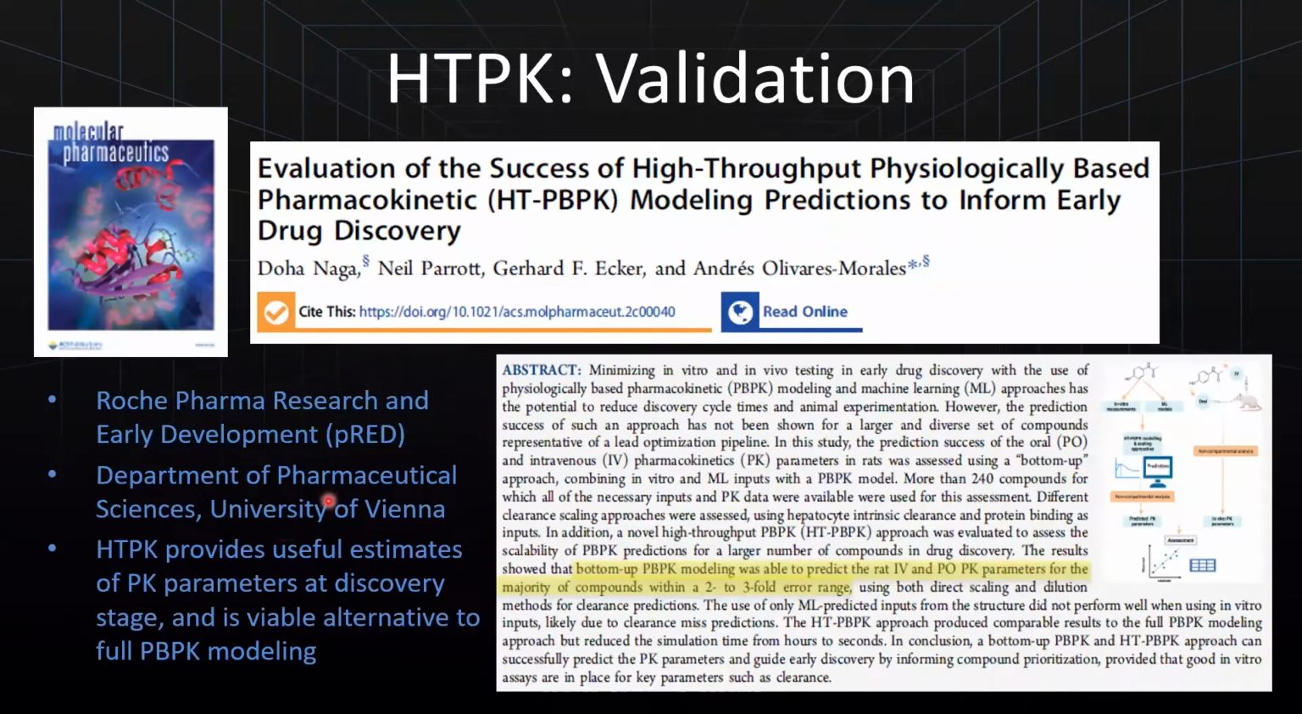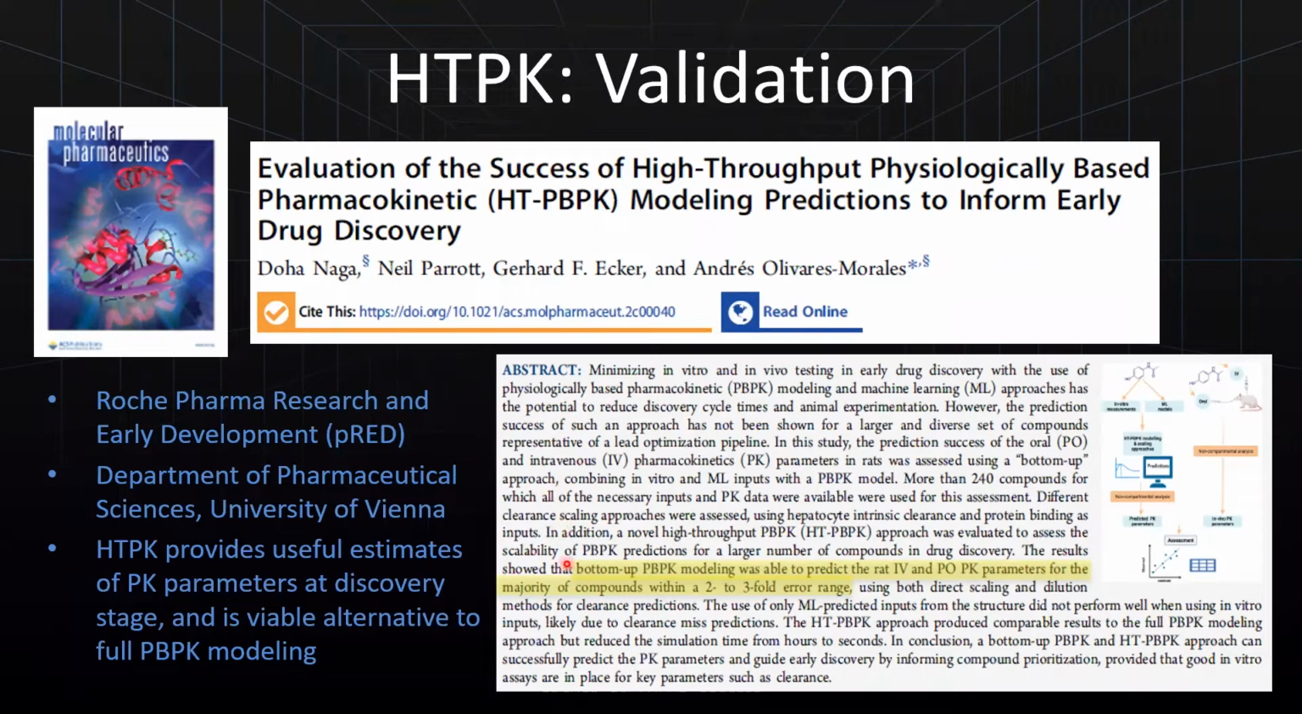For an insightful description of the real-world use of HTPK, we would encourage you to check out this recent publication from Roche and the University of Vienna. It shows that when using in vitro inputs, particularly for clearance, HTPK is successful in providing useful estimates of important PK parameters like AUC at the discovery stage. It also shows that for early discovery, HTPK is a viable alternative to full-blown PBPK modeling with GastroPlus and is extremely fast.